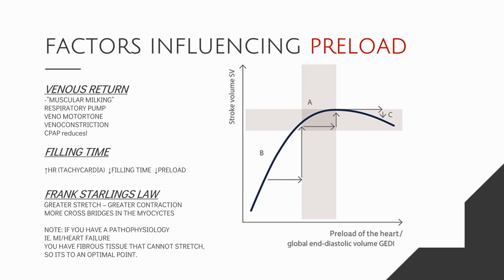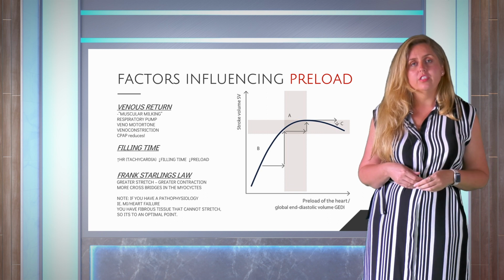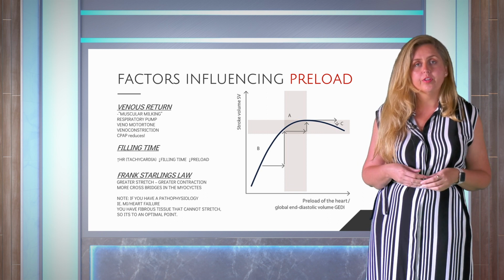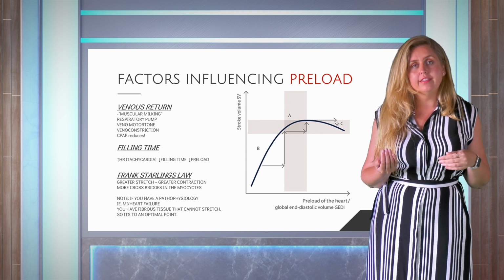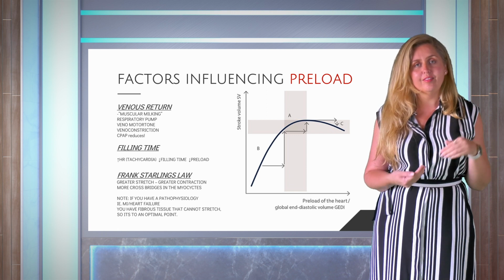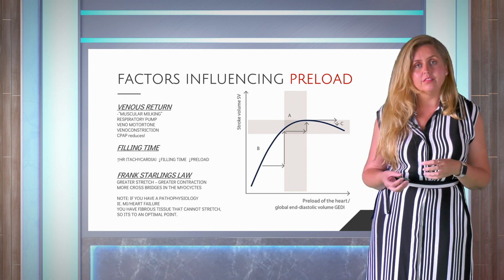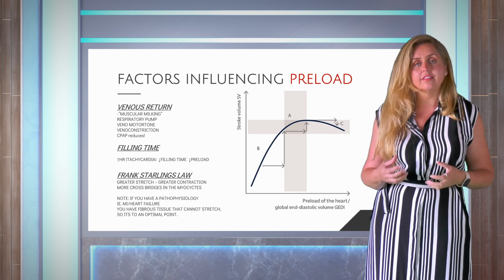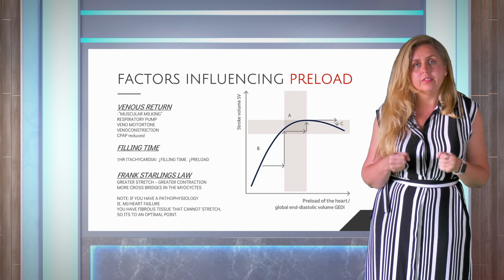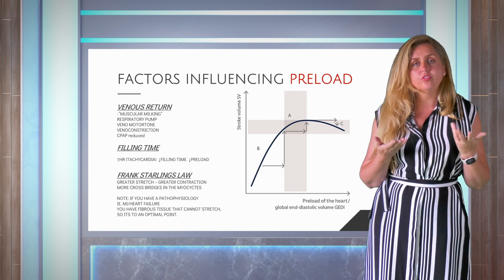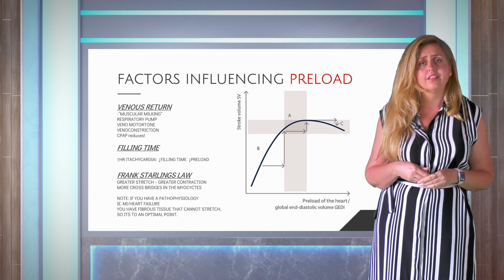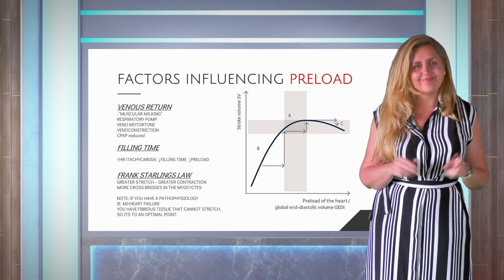Okay, so factors influencing our preload. There are quite a few. One of them being venous return. So our veins bring back deoxygenated blood through a whole big network, eventually emptying into our right atrium via the superior vena cava and inferior vena cava and coronary sinus. But along the way, our muscles actually have a tone and assist to squeeze a little bit and increase our venous return and increase the flow of the veins. They call this muscular milking.